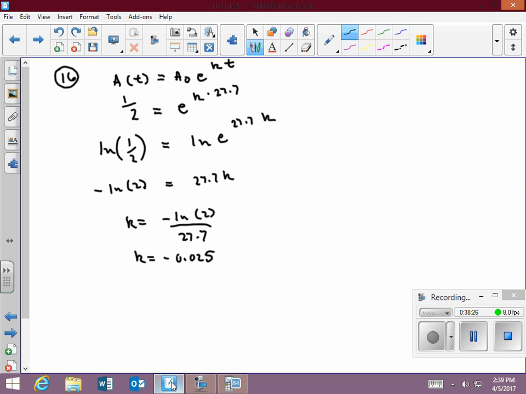So we found the decay constant. It says find a function that gives the amount of isotope A which remains after t years. So that's just substituting in: A of t equals the initial amount that you have, e to the negative 0.025 times t. So that's the formula that you will work with.